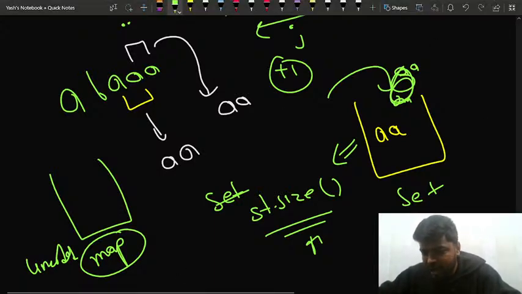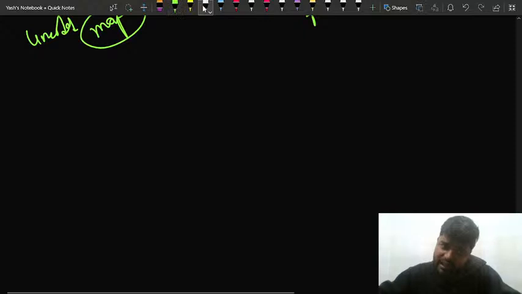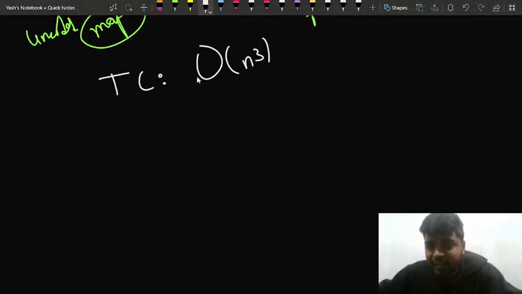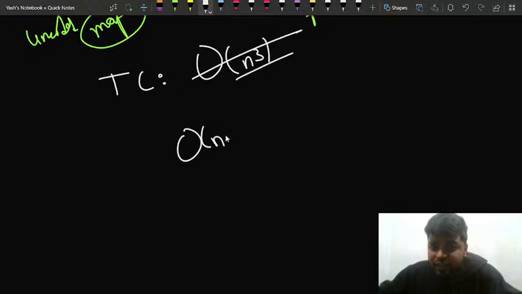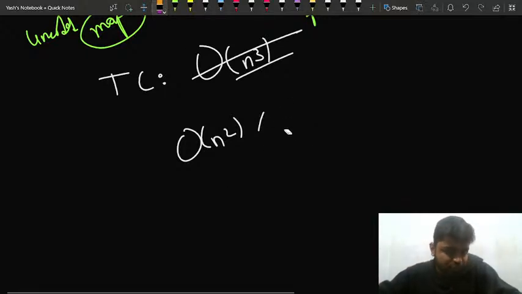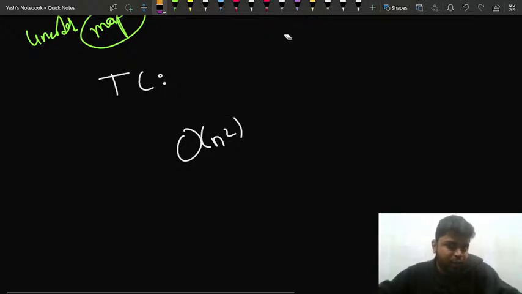Now the thing is, are we not checking all the strings? We are checking them, but the time complexity for checking the strings, I am talking about checking the palindromes, earlier it was order of n cube, but now it will not be order of n cube, it would be order of n square. And if you are using a set data structure, it would add an extra log n factor. But if you are using an unordered map, or if the strings are not very large, in that case it would be very near to order of n square, right? So that's the thing that I wanted to tell you about this question.